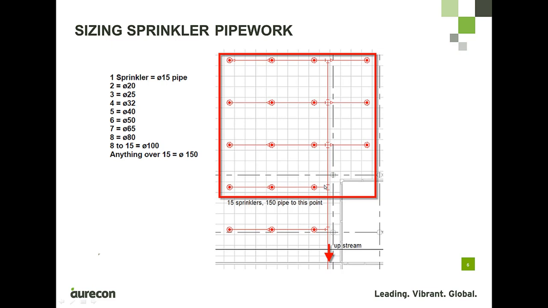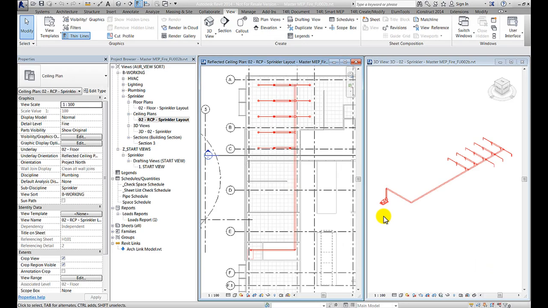If we then break it down, we've got 12 sprinkler heads here. So this pipe segment's going to need to be 100 diameter. We've then got 8 sprinkler heads here. So this segment of pipe is going to need to be 80 millimeters in diameter. And lastly, we've got 4 sprinkler heads on the end here. So this segment of piping is going to need to be 32 millimeters in diameter. And so on and so forth. You can work your way through, keep going downstream until you've sized all of the pipework. So let's see now how we can apply this logic to our sprinkler pipe layout in the model.